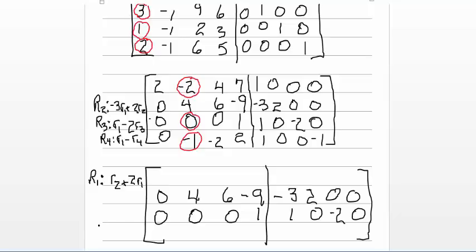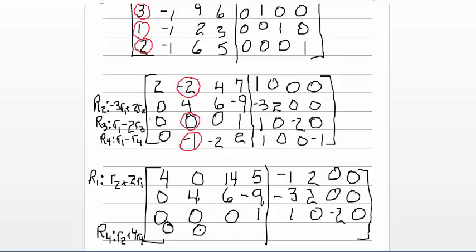So we're going to get a new row 1 by adding the previous row 2 to 2 times the previous row 1. We're going to get a new row 4 by adding the previous row 2 to 4 times the previous row 4. So our new row 1 becomes 4, 0, 14, 5, -1, 2, 0, 0. And you can pause the video and check that those calculations are correct. Our new row 4 is 0, 0, -2, -1, 1, 2, 0, -4.